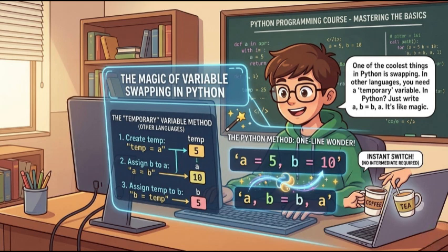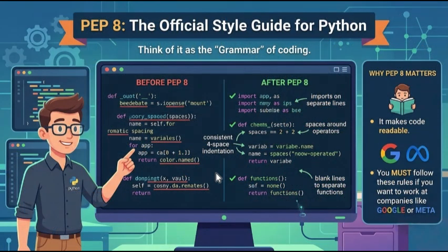One of the coolest things in Python is swapping. In other languages, you need a temporary variable. In Python? Just write a, b = b, a. It's like magic.